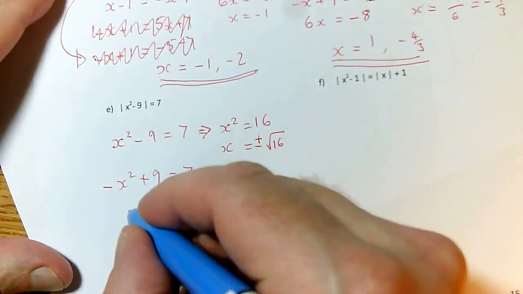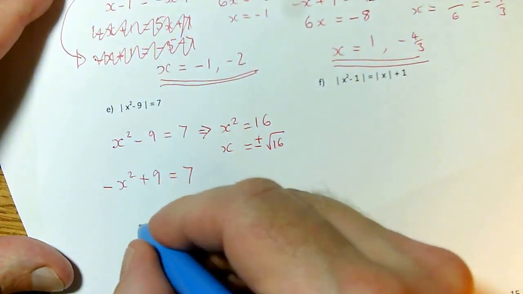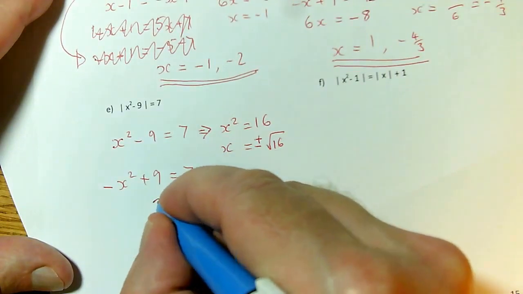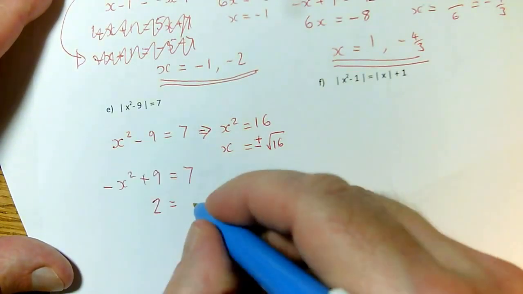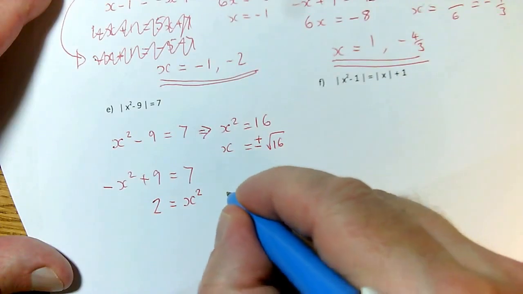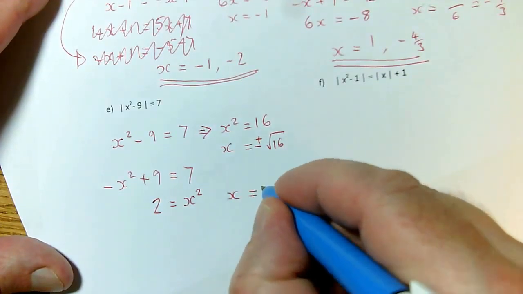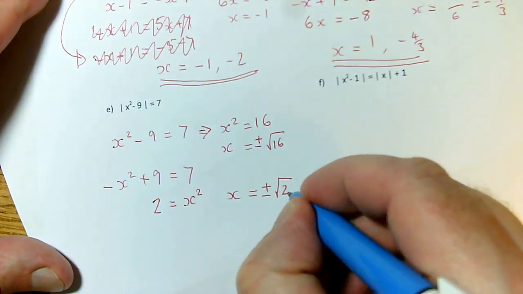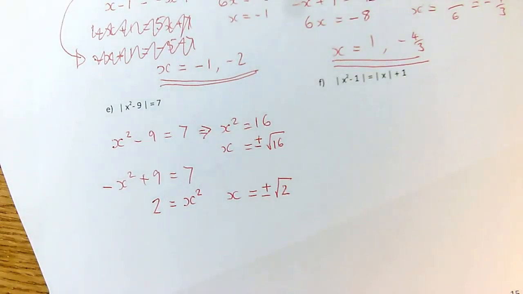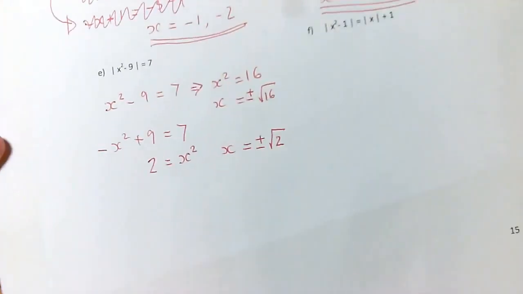Okay, second equation. Now it's a minus x squared, so I'm actually going to take 7 away from both sides to get 2. I'm going to add the x squared to both sides, so 2 equals x squared leads to x equals, don't forget your plus or minus, the square root of 2. So this is looking like there are 4 answers. So is that right? Do I believe there are 4 answers? Nothing for it but to check the graph.